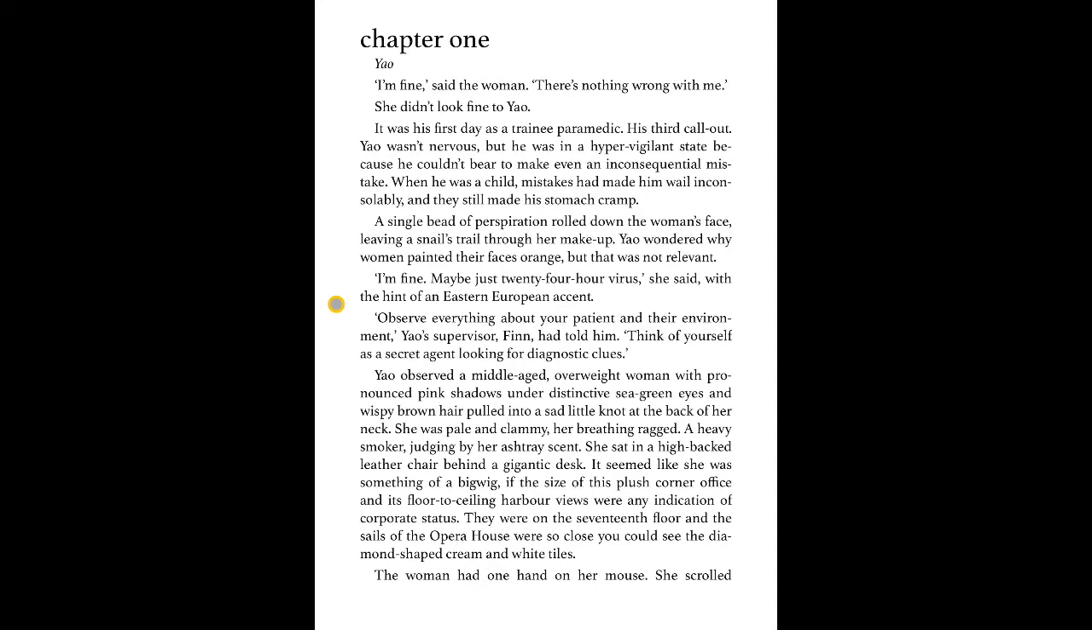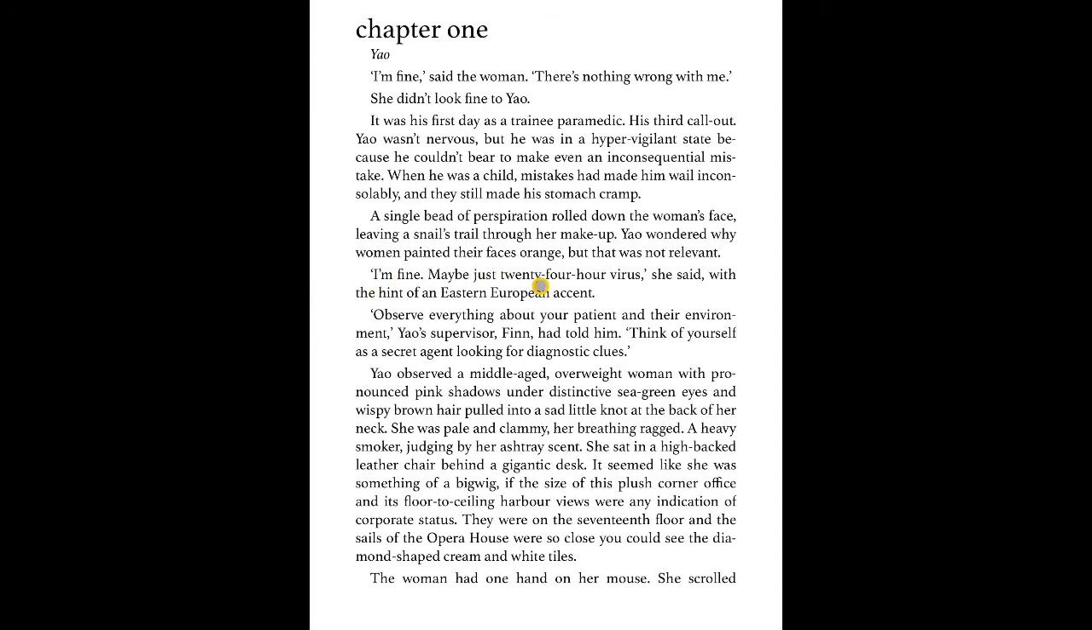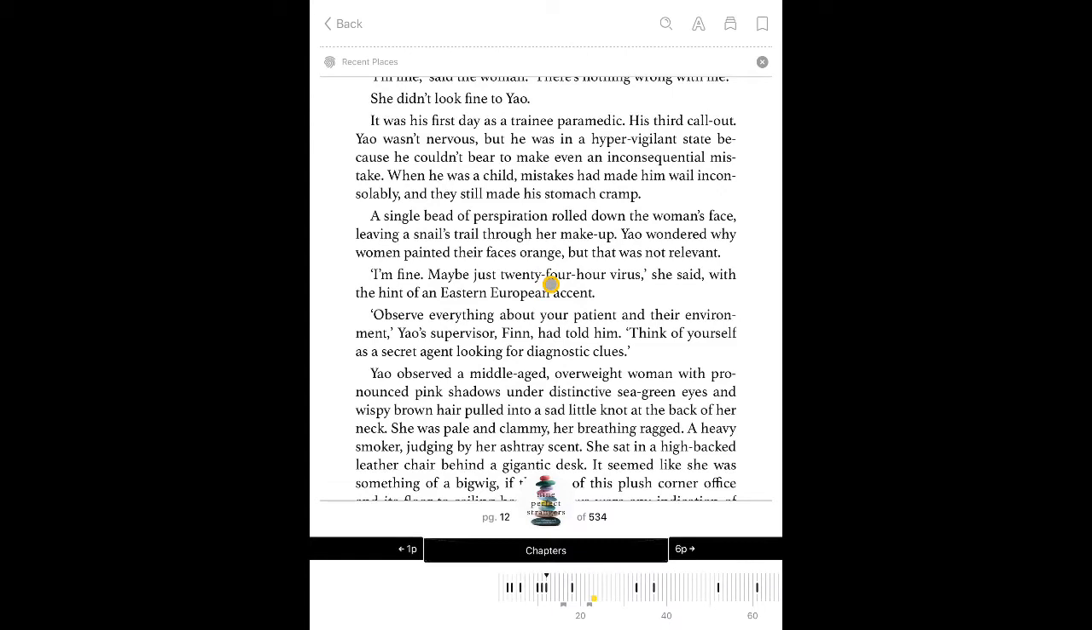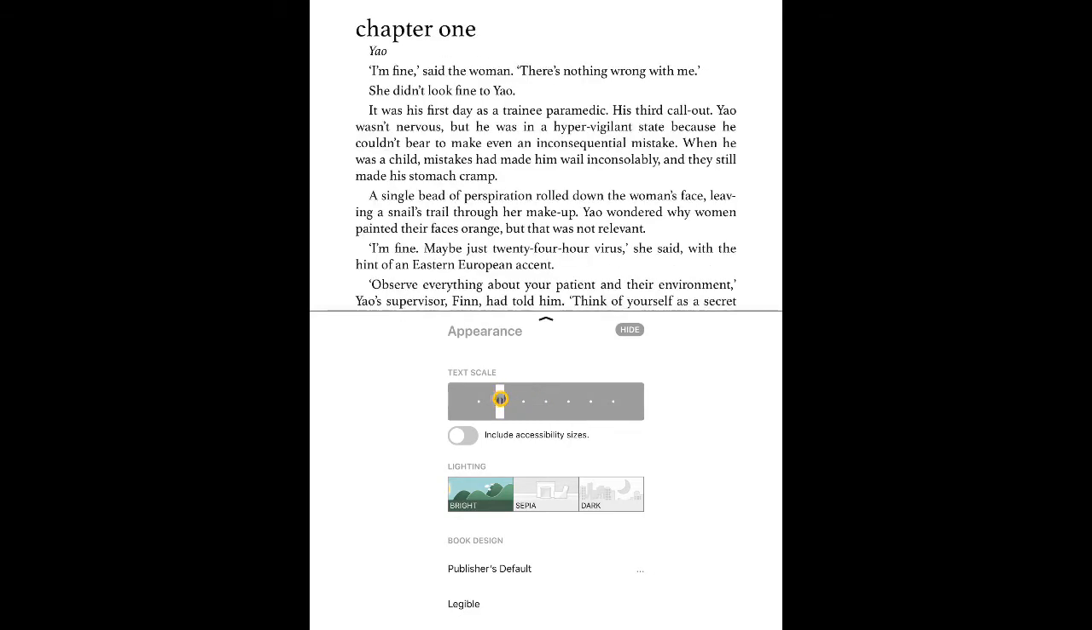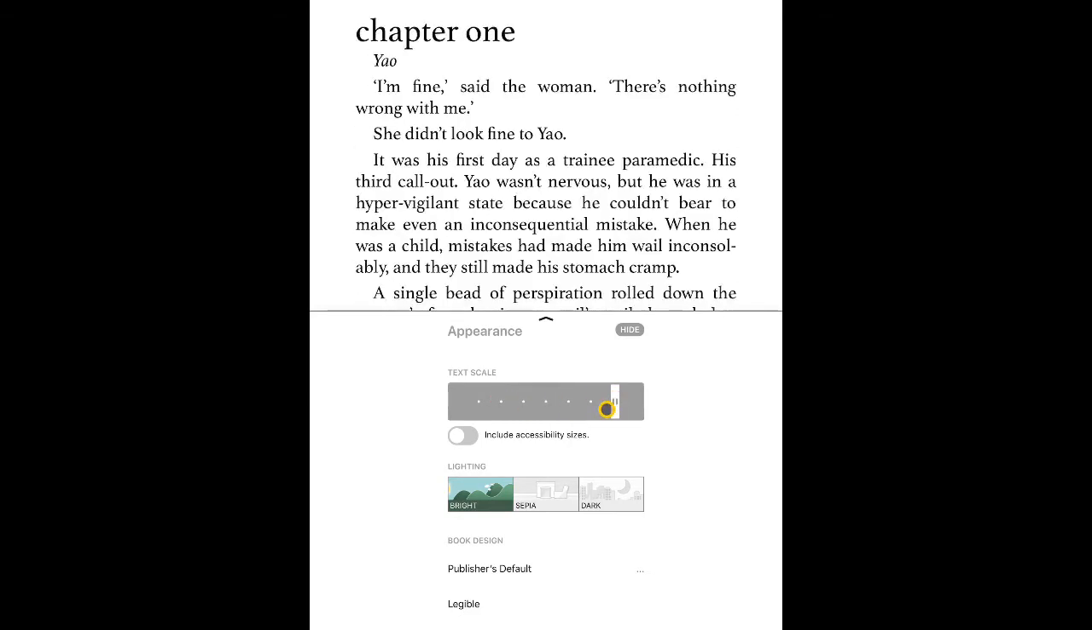To adjust the text size and page color, first bring up the menu by tapping the middle of the screen. Tap the letter A in the top right-hand corner. The appearance options appear. Slide the handle on the text scale to select your preferred text size. Note that you can also add more sizes by turning on Include Accessibility Sizes.